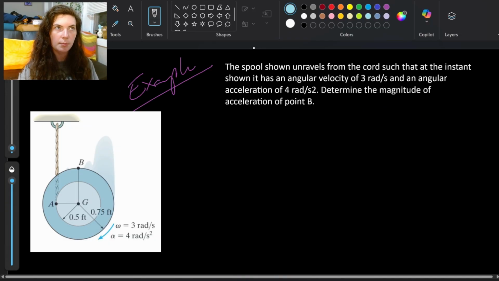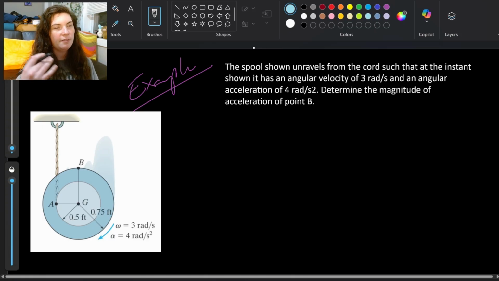Alright, so in this example, we can see there's a spool shown that unravels from the cord such that at the instant shown it has an angular velocity of 3 radians per second and an angular acceleration of 4 radians per second squared. Determine the magnitude of acceleration at point B.